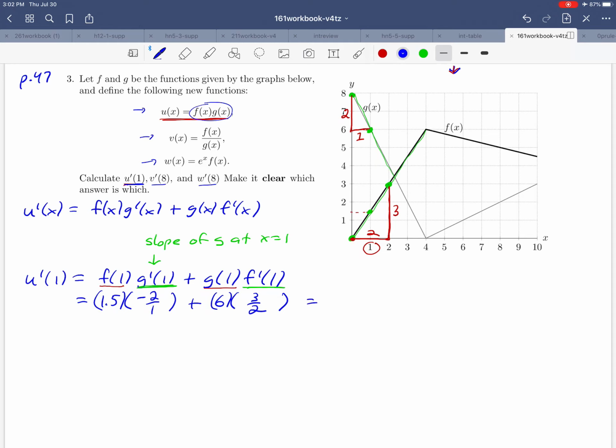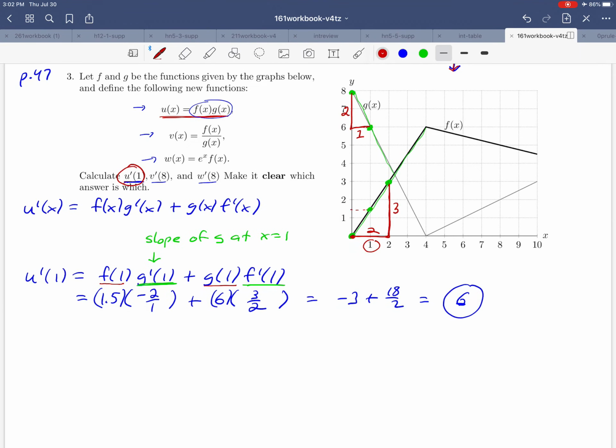Okay, and the rest is doing our calculations. So we've got 1.5 times negative 2. That's going to give us a negative 3. And then plus 6 times 3 over 2, that's 18 over 2, which is going to be 9. So we're going to get negative 3 plus 9, which is 6. And that 6 is the first of the three answers. We have just calculated u prime of 1.